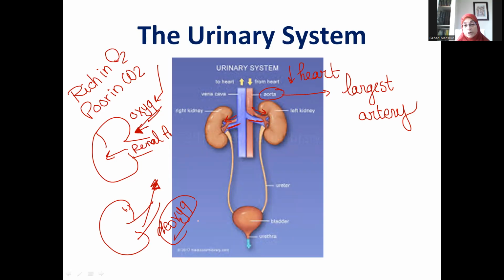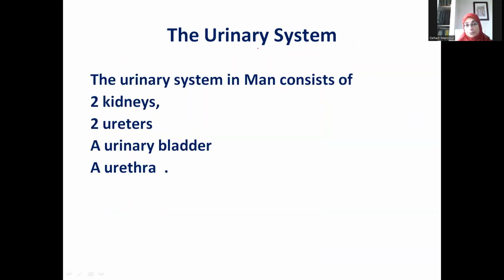It is blood poor in oxygen but rich in carbon dioxide. These vessels are the renal veins, and they pour their deoxygenated blood into the inferior vena cava, which will carry, by definition, this deoxygenated blood to the heart.